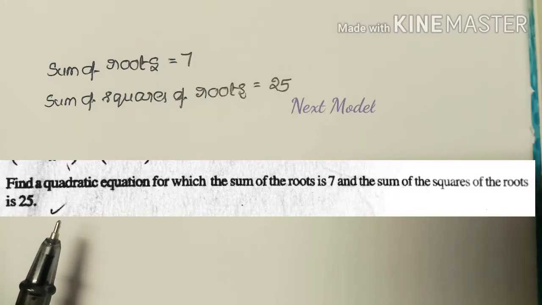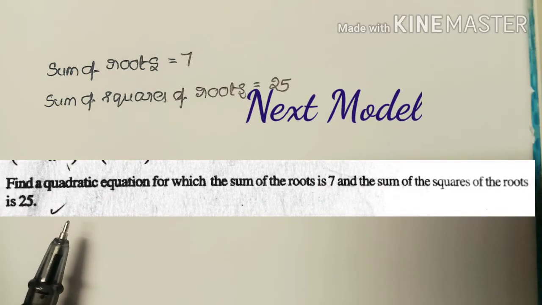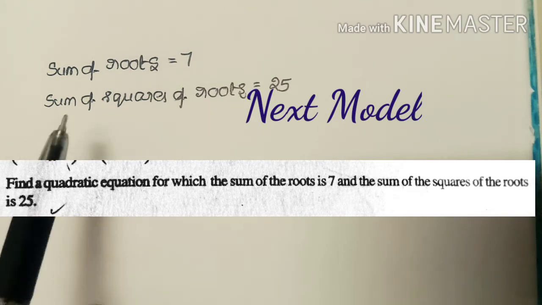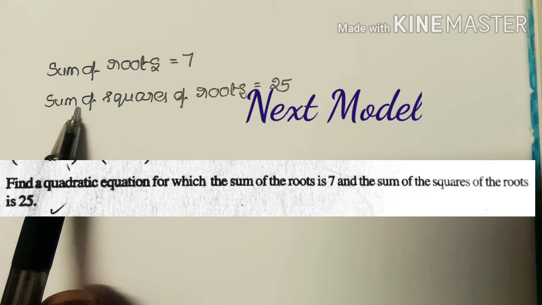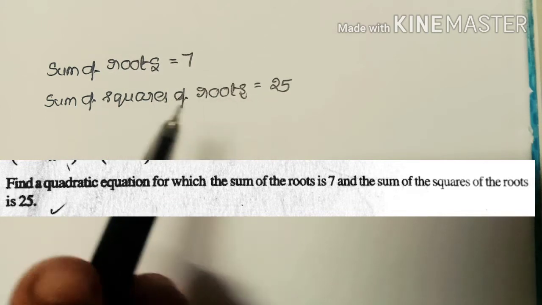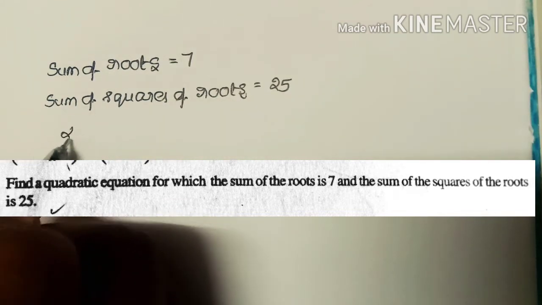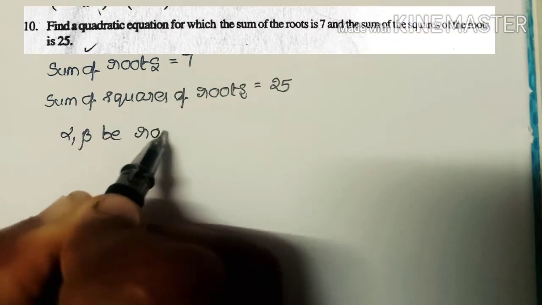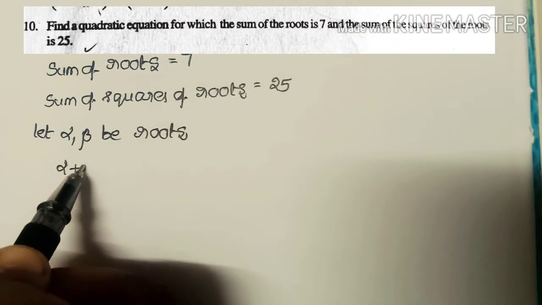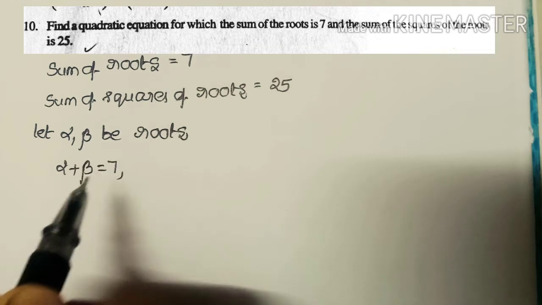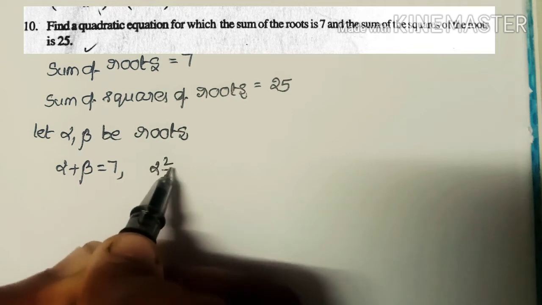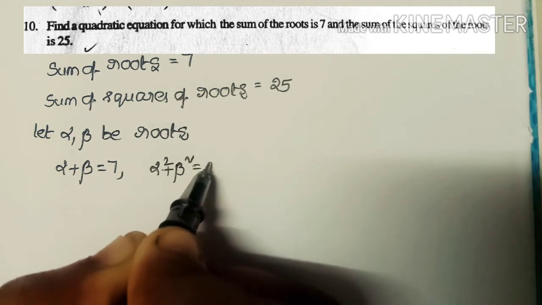Next problem, find the quadratic equation for which the sum of the roots is 7 and the sum of the squares of the roots is equal to 25. So first we take the roots as alpha, beta. Let alpha, beta be the roots of the equation. Then what is given: the sum of the roots, that is alpha plus beta, equals 7, and the sum of the squares of the roots, that is alpha square plus beta square, equals 25.